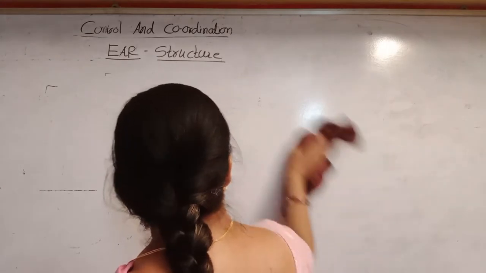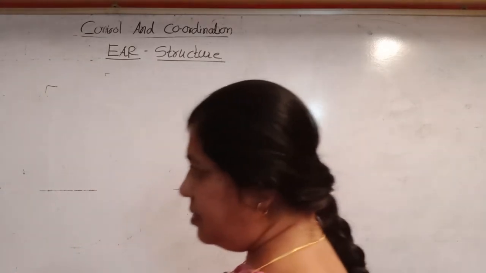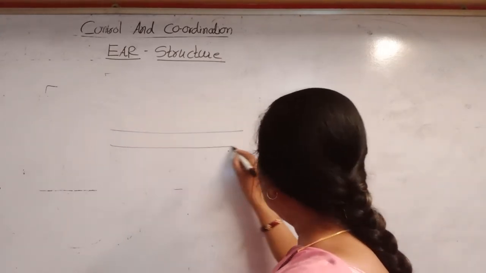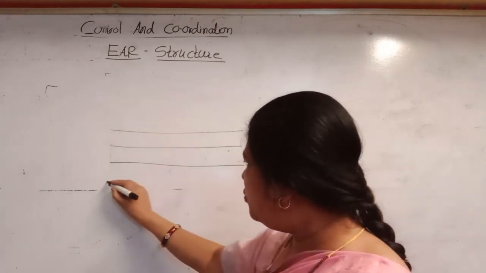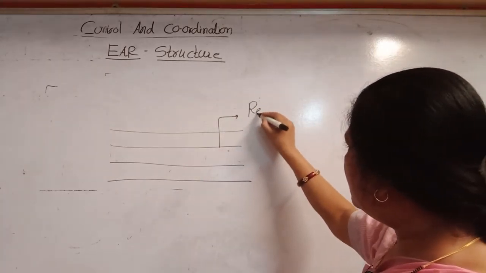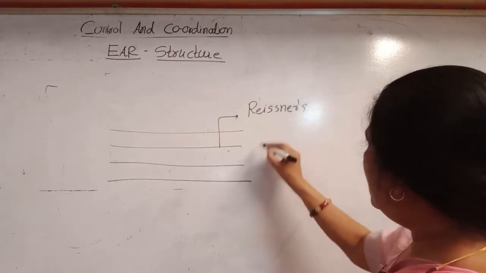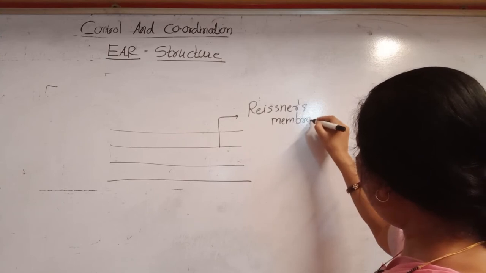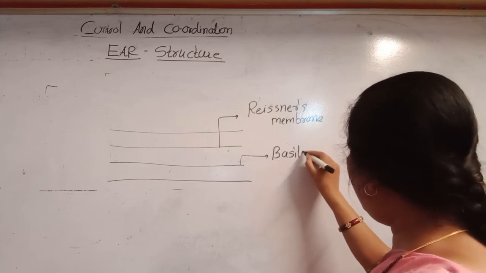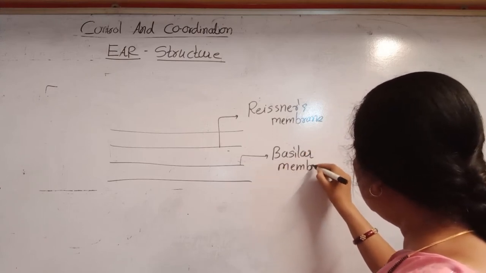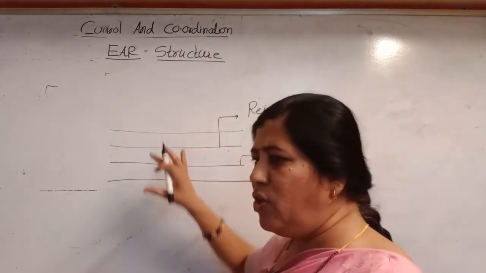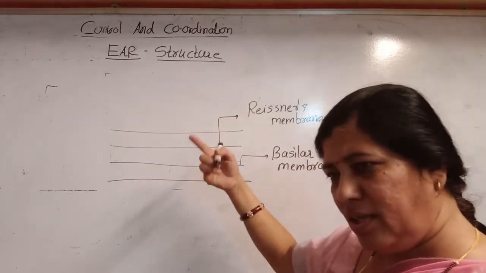So the cochlea is the coiled part of the labyrinth, and the cochlea consists of two membranes and three chambers. This membrane is Reisner's membrane, and this membrane is the basilar membrane. These two membranes divide the cavity of the cochlea into three chambers. Two membranes, three chambers.